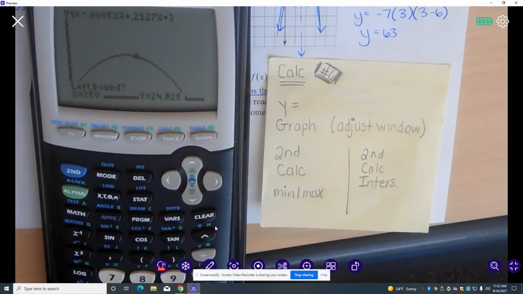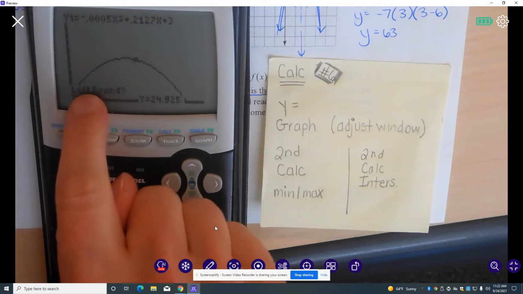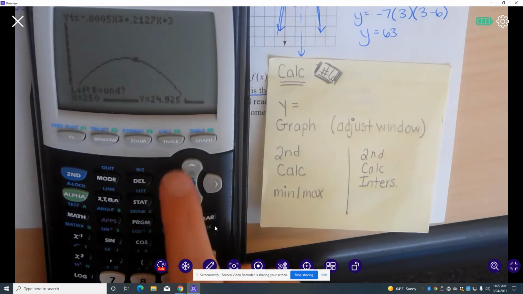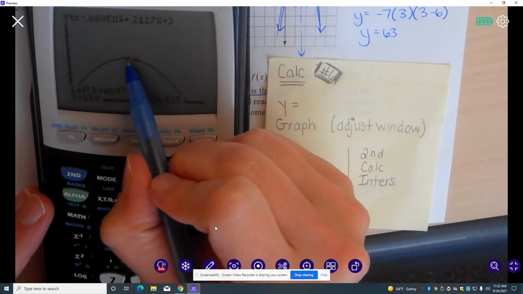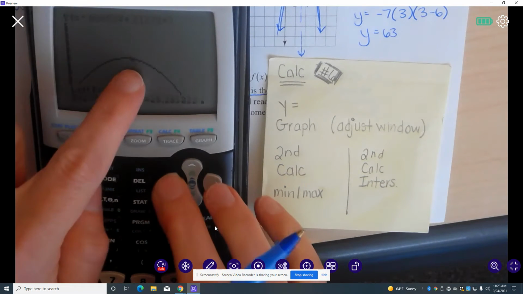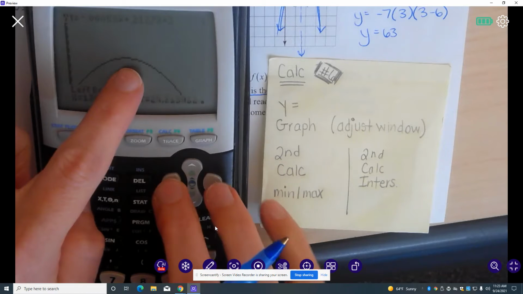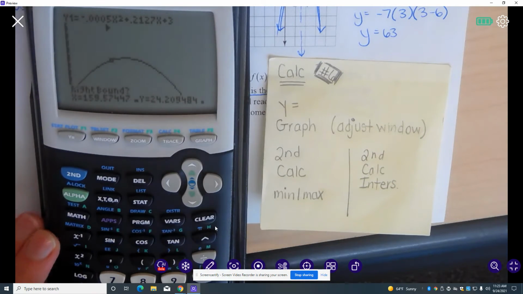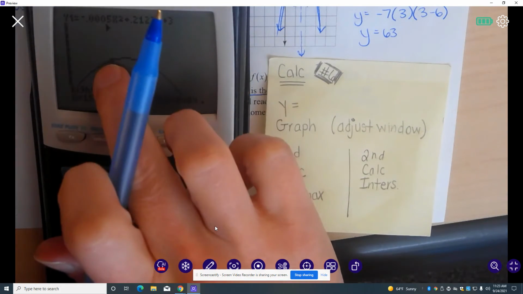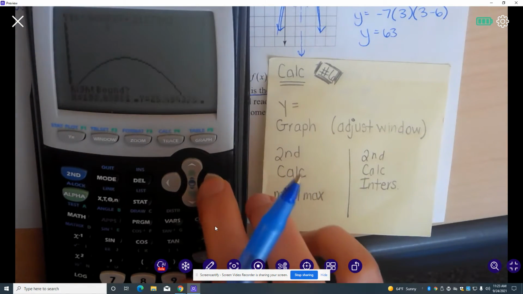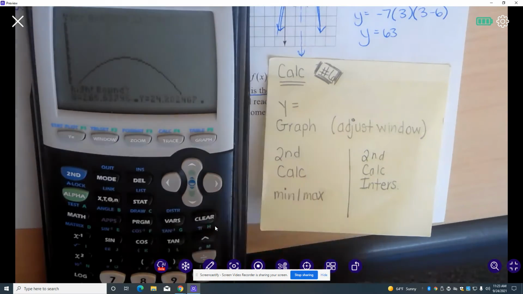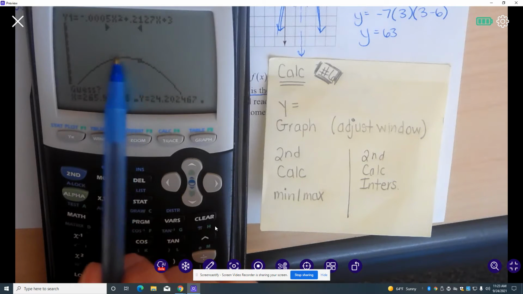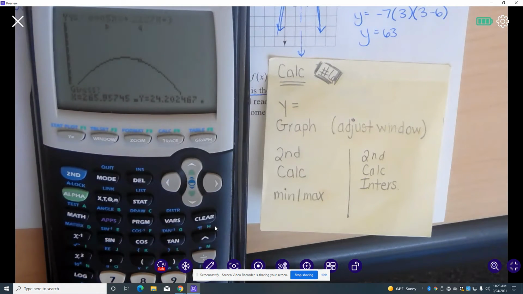Now, when you enter that in, it's going to ask for a left bound and a right bound. We're basically helping our calculator find the maximum. So my maximum is about right here. So for the left bound, I want to move this little circle using my arrow keys to the left side of the maximum, and I'm going to hit enter. And now it's asking for the right bound. So now I'm going to move this little circle to the right of where the maximum would be, and I'm going to hit enter. So you can see it's going to try to find the maximum in this region. And then I'm going to hit enter again.